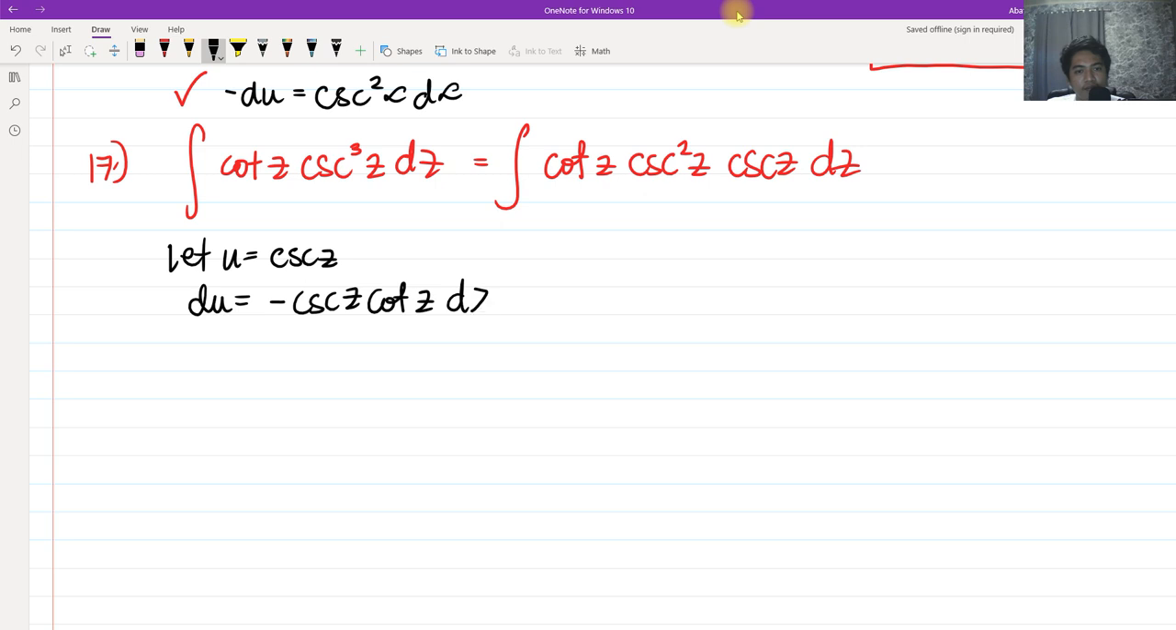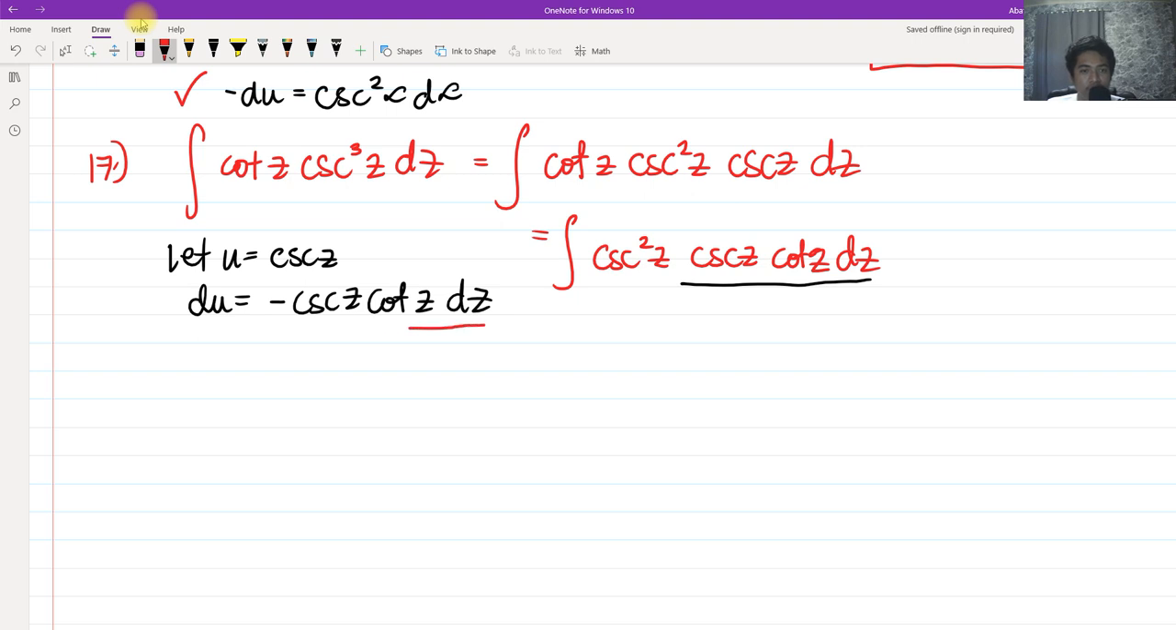So that's the derivative. We already have negative cosecant z cotangent z in our integrand. If we rearrange this such that we have cosecant squared z and then cosecant z cotangent z dz, this term cosecant z cotangent z dz is present in our du, except for the negative. So we multiply both sides by negative one, and we have negative du equals cosecant z cotangent z dz.